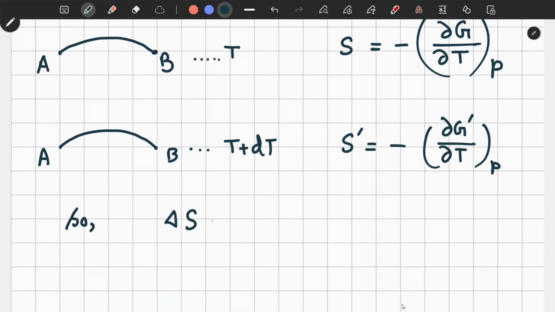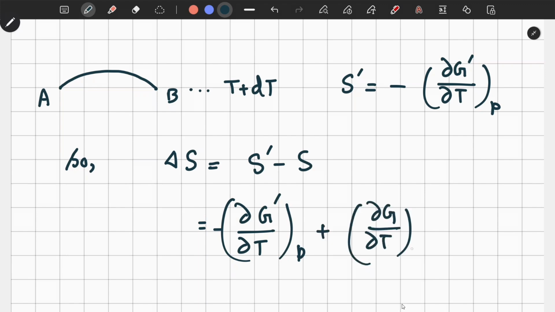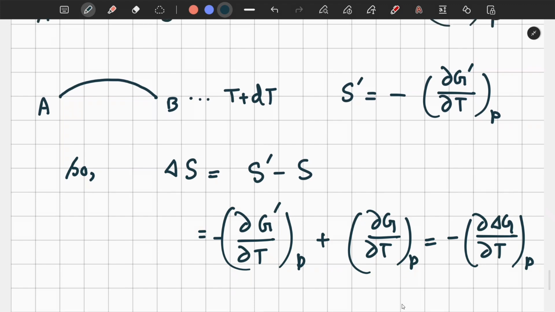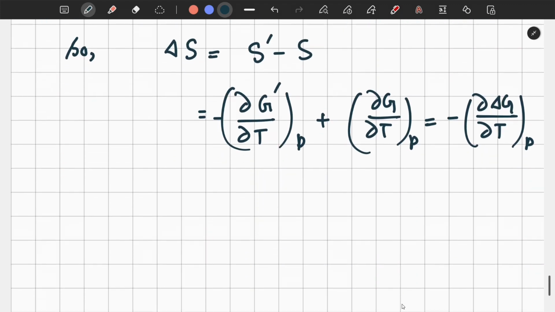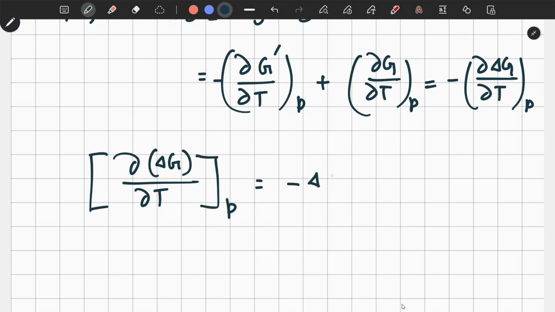So what is the change in entropy? It will be S prime minus S. Yes. So it is minus of del G del T plus del G del T at constant P. So it is minus delta of del G del T at constant P. Okay, so you can write it. I think it's clear. So finally you can write this equals minus delta S, and minus delta S is del G minus T.